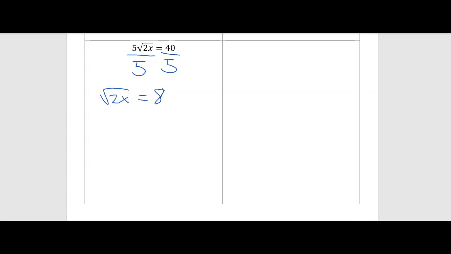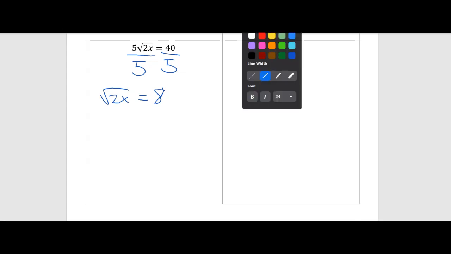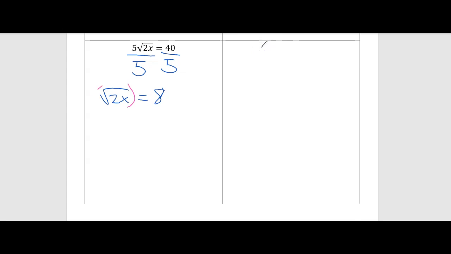Now, when the radical's by itself, the inverse operation of square rooting something is going to be to square it. And we sort of talked about that with the first problem. We were just going the other way, right? We had this problem, x squared equals 36, and we said the inverse operation of squaring was square rooting. Well, if they're inverse operations, over here we just have a square root, so we're going to do the inverse and square it. And I am going to square both sides.